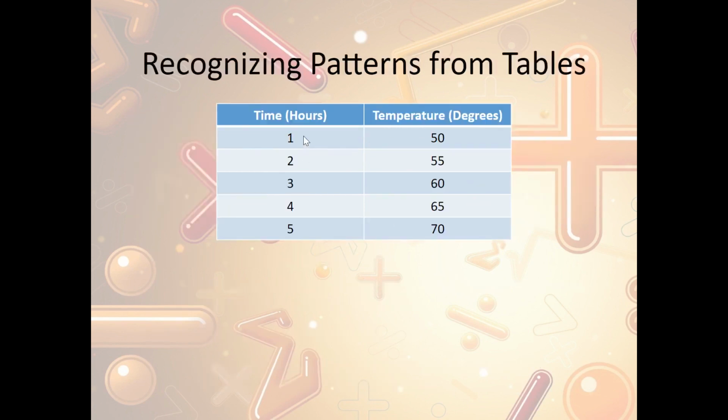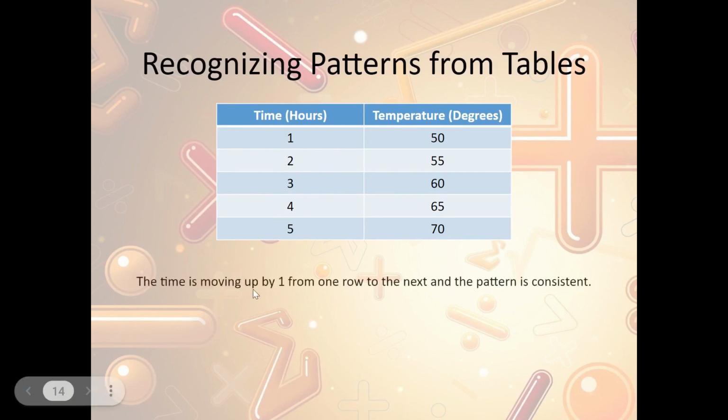So in this case, we're going to try to recognize what pattern we see in the columns. So if we look here at the time, we see that each time we go down one level on the rows, we're adding 1. So we could say that time is moving up from one row to the next, and the pattern is consistent, right? We didn't have add 1, add 2, and then add 1. We're consistently adding 1.